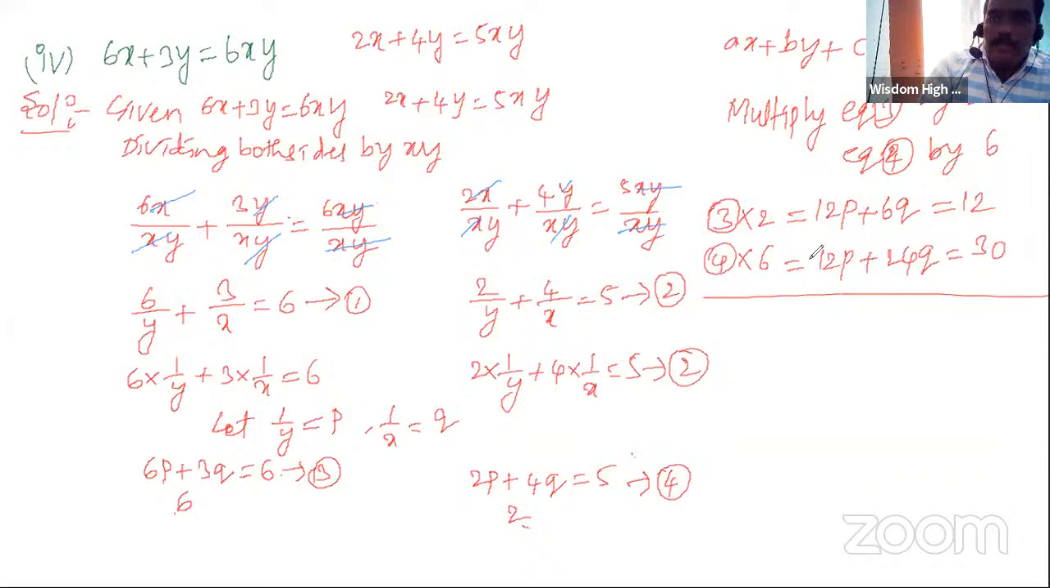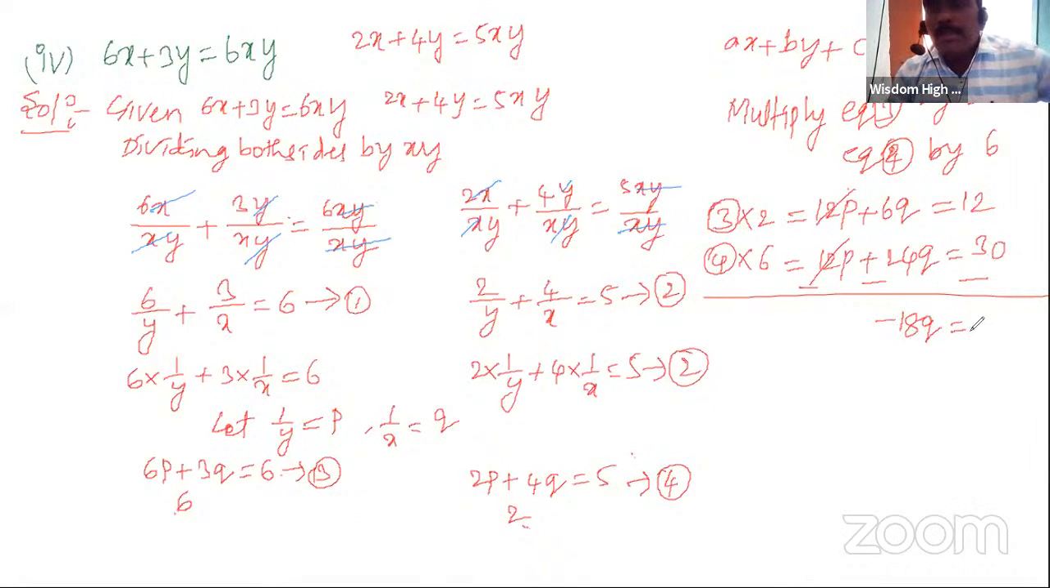Now these two p coefficients are the same. So 12p minus 12p, and 6q minus 24q, simple subtract. That means minus 18q, and you get 12 minus 30, which is minus 18. Then q is equal to minus 18 by minus 18. The minuses cancel, and 18 by 18 is 1, so q is equal to 1.